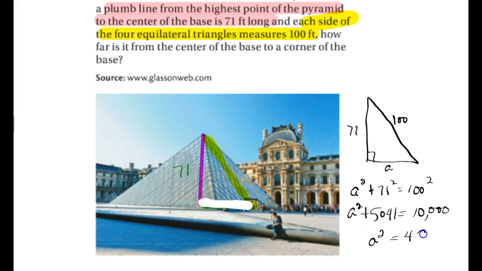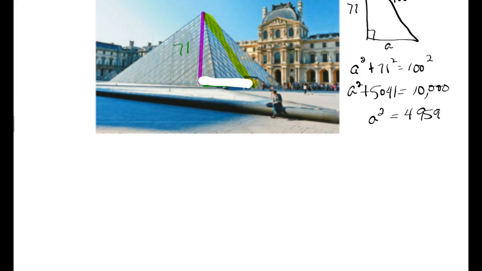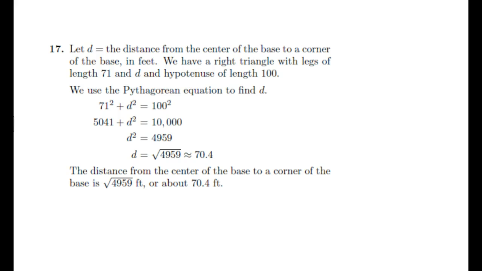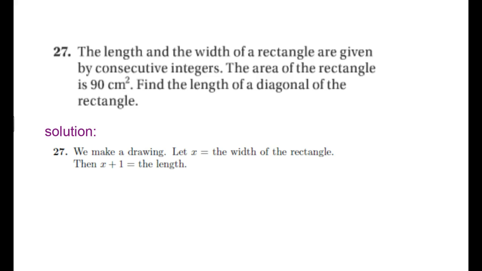A squared is 4959, and I would use my calculator to calculate the square root of 4959, and then I would check for the reasonableness of the answer. If I ended up with something like 10,000, that doesn't quite make sense in my scenario. I would know I immediately did something wrong, but if you take the square root of it, it looks like we get somewhere around 70.4. So sometimes setting up the triangle is the hardest part in reading it.